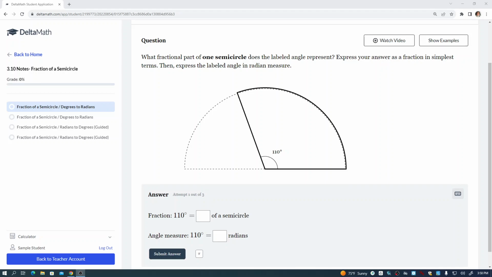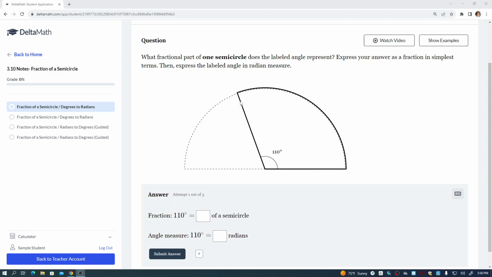These are the notes for 3.10, fraction of a semicircle. There's no notes to take. I just need you to watch for a couple minutes. It says, what fractional part of one semicircle does the labeled angle represent? Express your answer as a fraction in simplest terms, then express the labeled angle in radian measure.